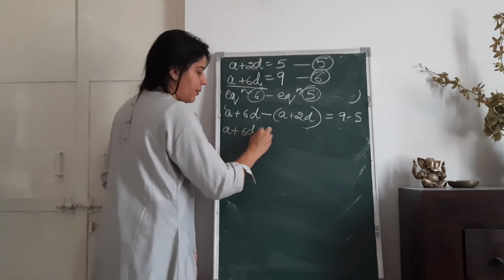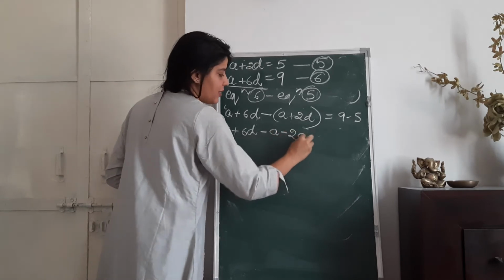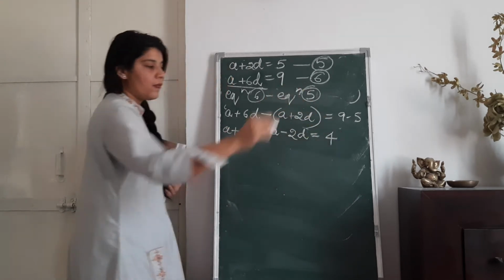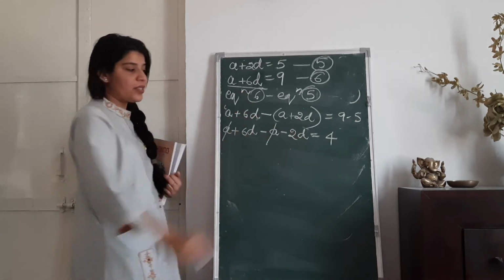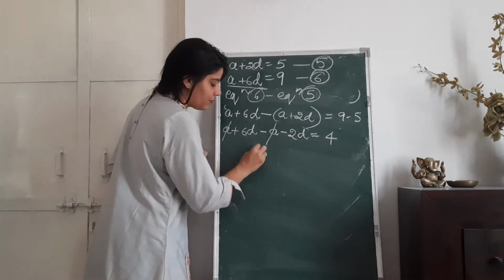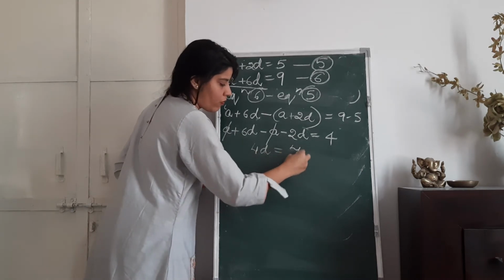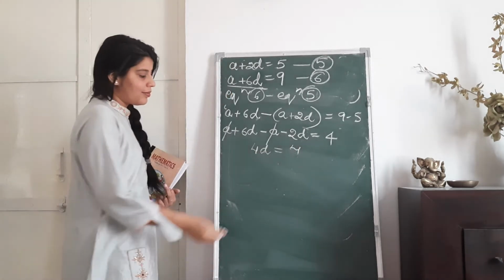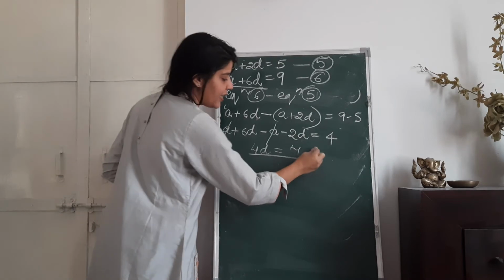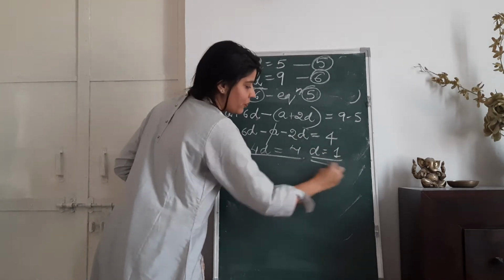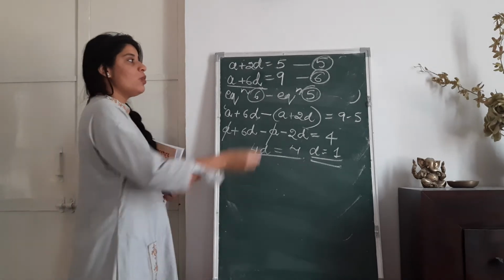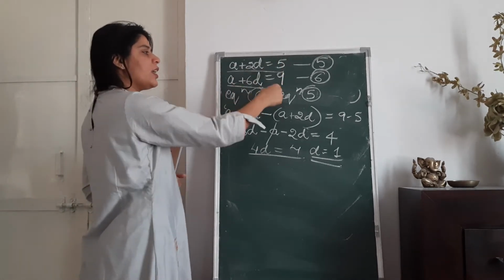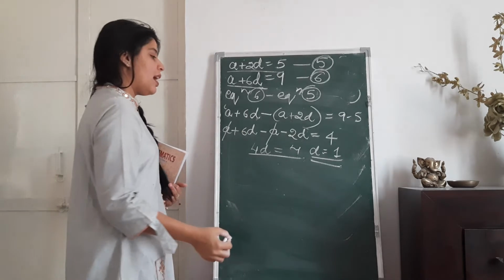A plus 60 minus A minus 2D equals 4. A cancels. 60 minus 2D is what? 4D is equal to 4, right? So D is equal to nothing but 1. Okay? Now we are going to put this value in any of these equations and you will get the answer.